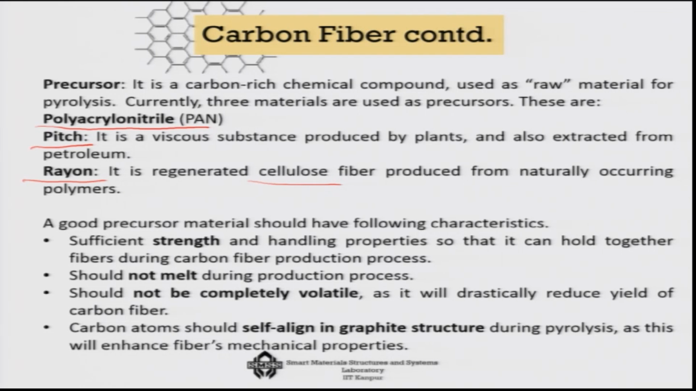When you choose the precursor material, we check that it must have sufficient strength and handling properties, so that it can hold together the fibers during the production process. It should not melt during the production process. The only thing is that all the volatiles should go out and you get a fine high carbon content structure. It should not be completely volatile, otherwise you will not get that structure, and it should self-align in graphite structure during pyrolysis. So, based on that, typically such kinds of materials are chosen by people.